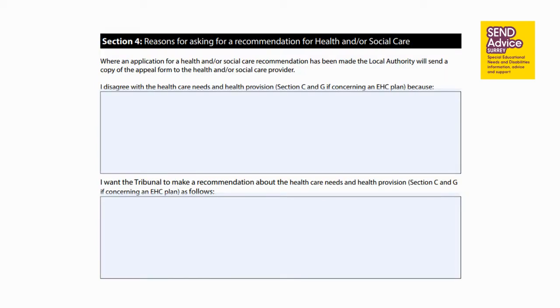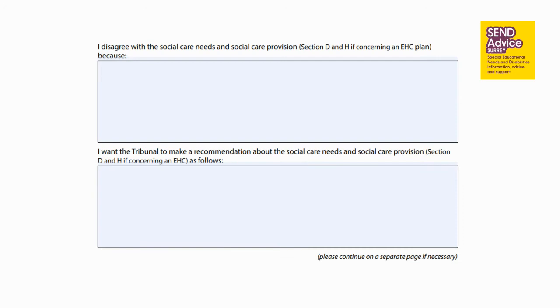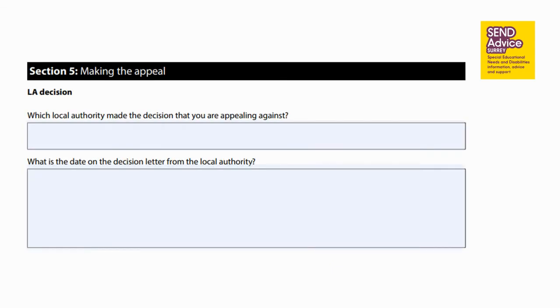Section 4, reasons for asking for a recommendation for health and social care. You only complete this if you're appealing health and social care elements of the EHCP. Same with this section. Please note that the tribunal can only make recommendations for these sections.